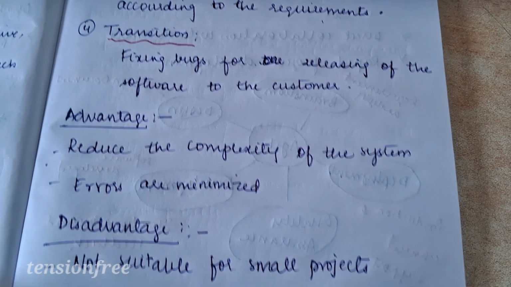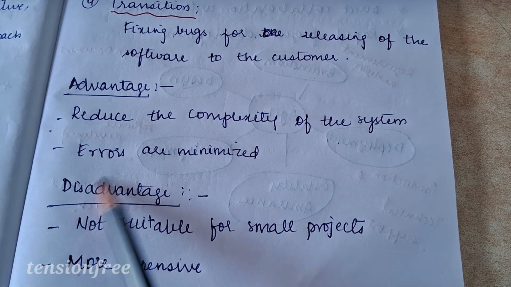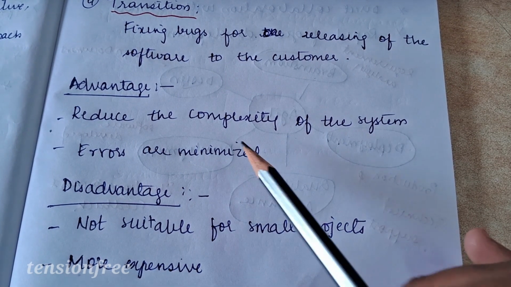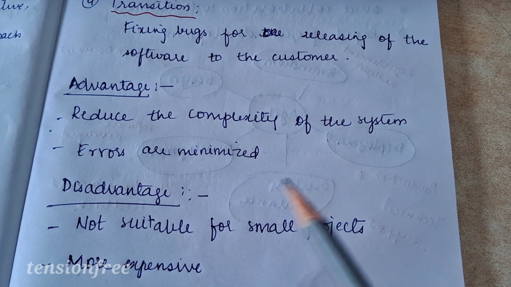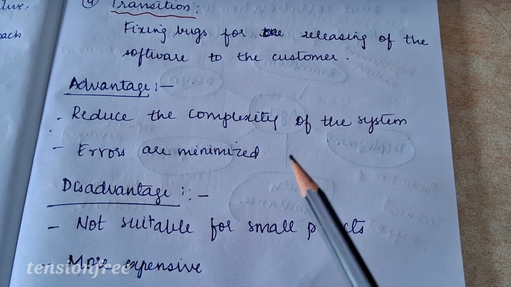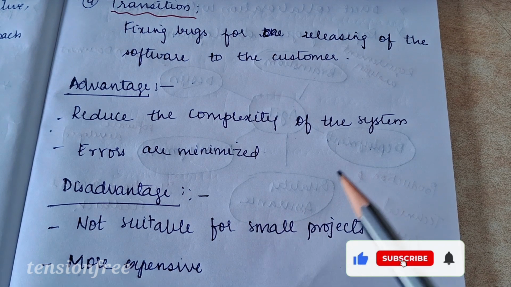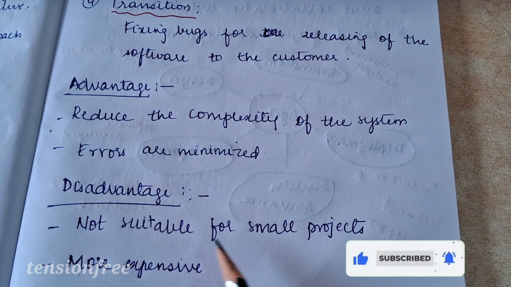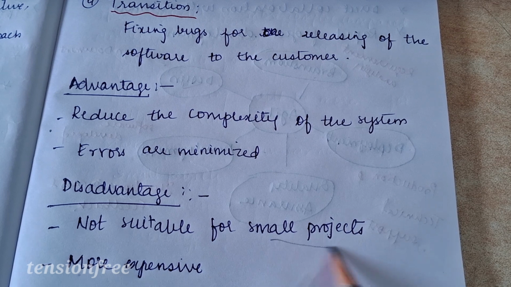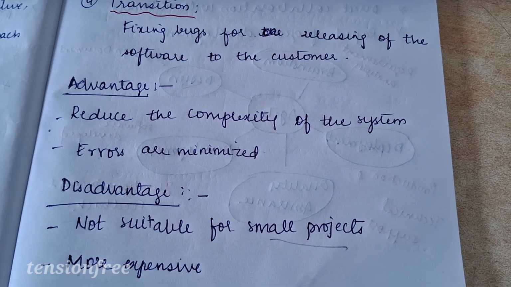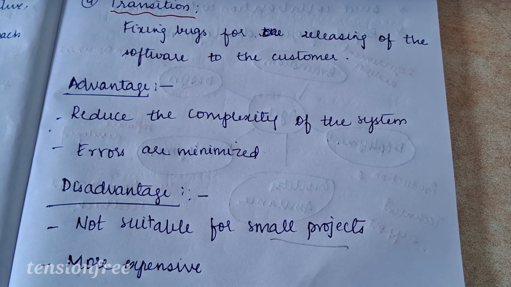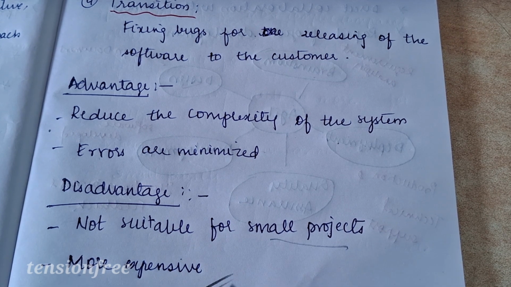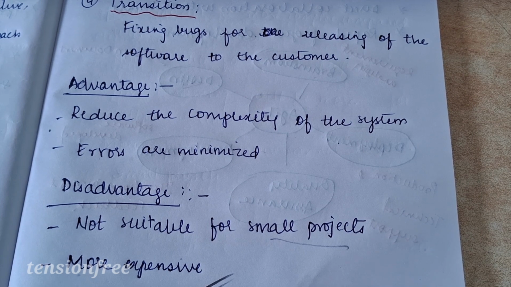Coming to the advantages and disadvantages: it reduces the complexity of the system, the complexity of the system will be reduced and errors will be minimized, and too many errors will be detected. Disadvantages: it is not suitable for small projects. The spiral model and the unified process model are not suitable for small projects. Only the waterfall model and the incremental model are useful for small projects. It is also more expensive compared with the other models.